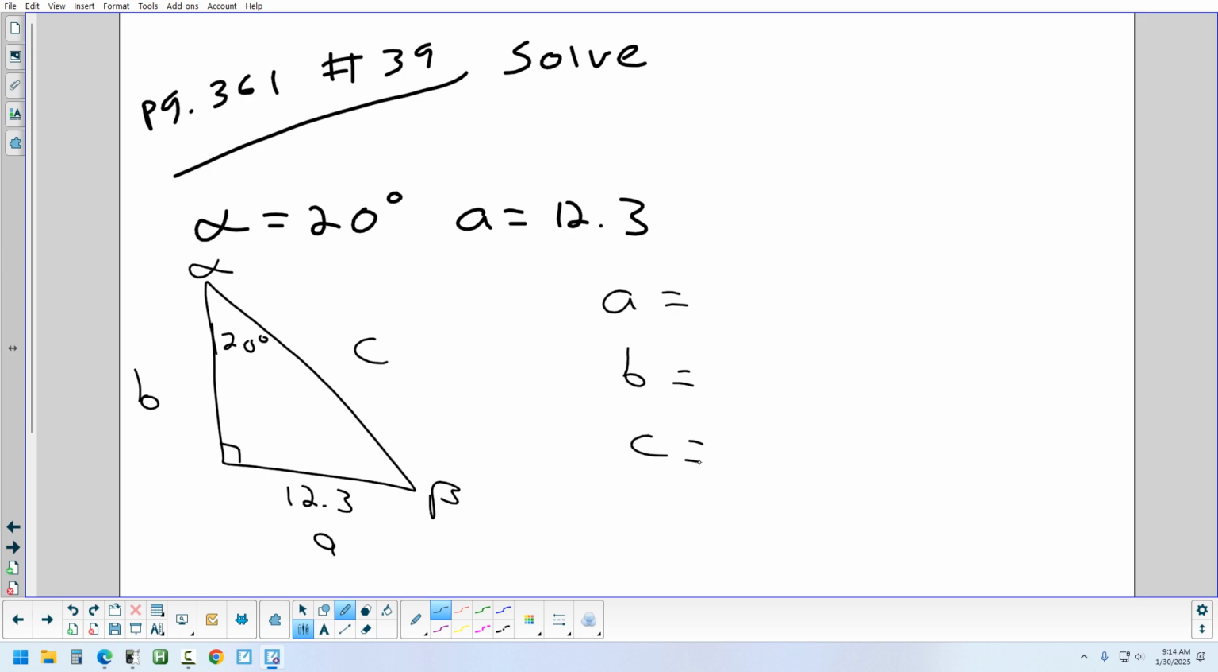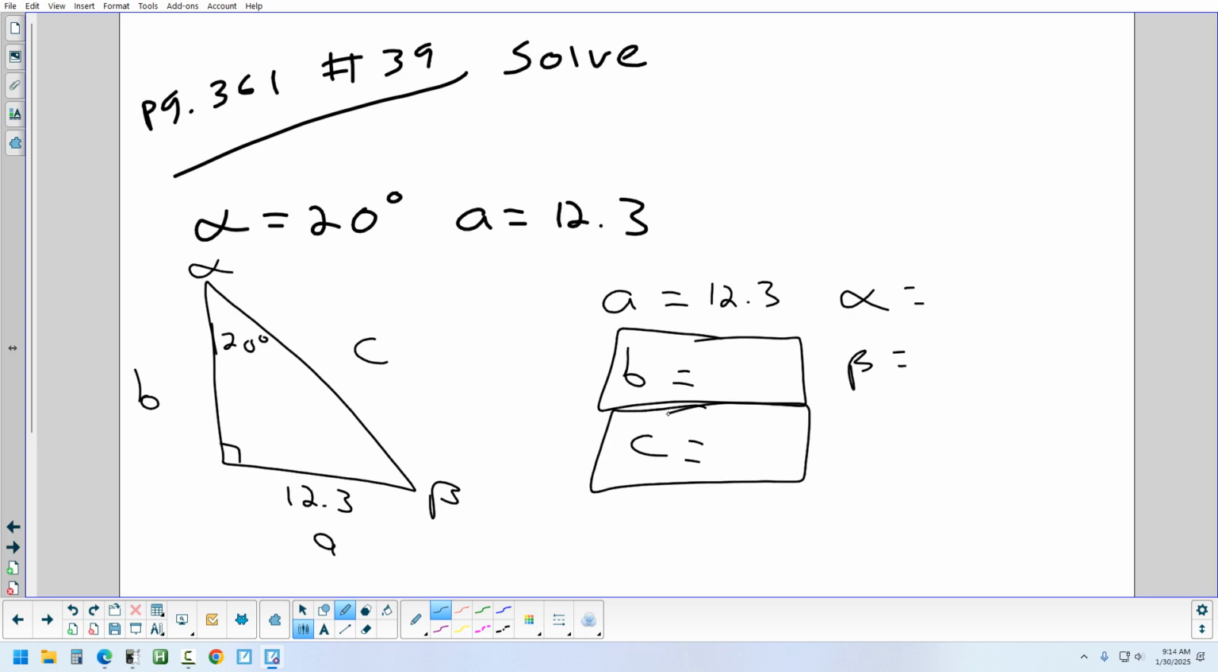Again, off to the side, make your chart, make your table. I'm not even going to put the right angle because we don't need it. A we know. B we do not. C we don't know. Alpha we know. And beta was not given.